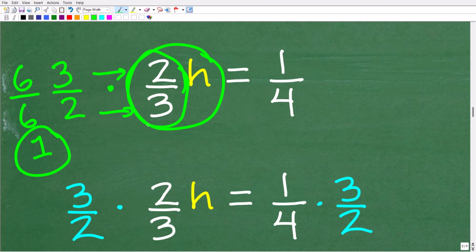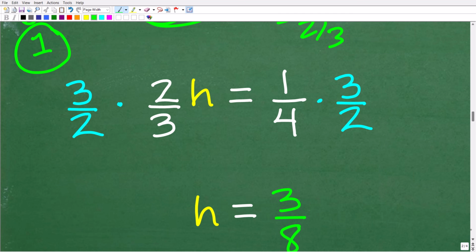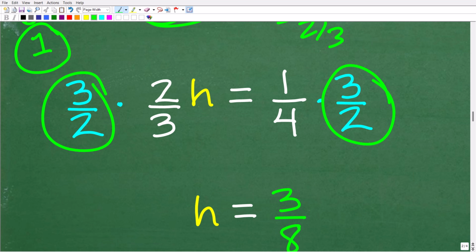So instead of dividing both sides of the equation by 2/3, because if I do that, I'm going to end up with a complex fraction over here, all I have to do is simply multiply both sides of the equation by the reciprocal. So here I have 2/3 h, so I'm going to flip that over and multiply both sides of the equation by the reciprocal, which is of course 3/2.